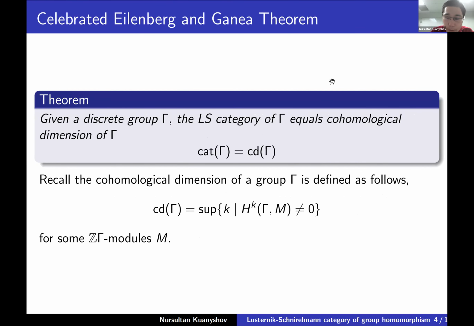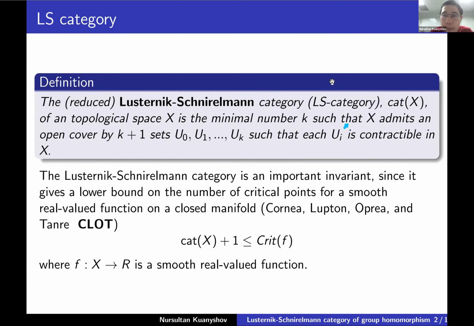if X is homotopy equivalent to Y, then the LS category of X equals the LS category of Y. And this is an important invariant because it gives us a bound on the number of critical points for a smooth real-valued function. Critical points are studied with Morse functions, but in the Lusternik-Schnirelmann category, we don't need our function to be a Morse function. So you can apply it to any smooth function.